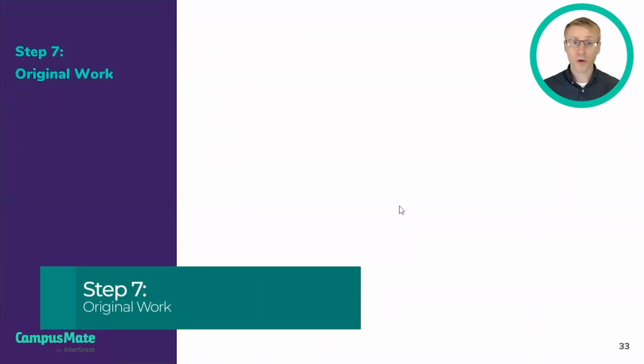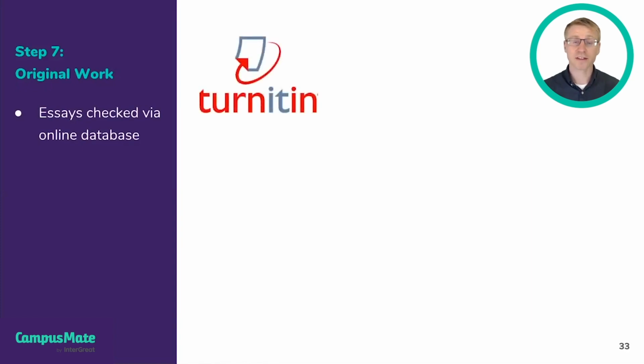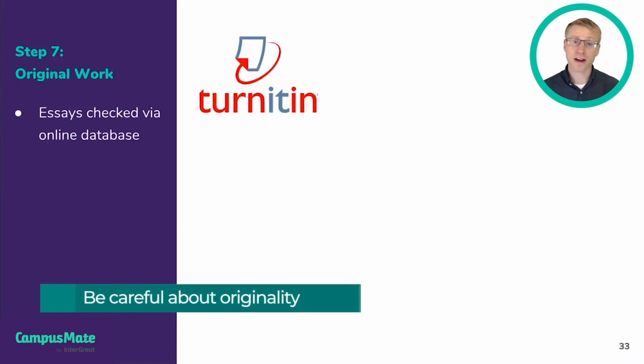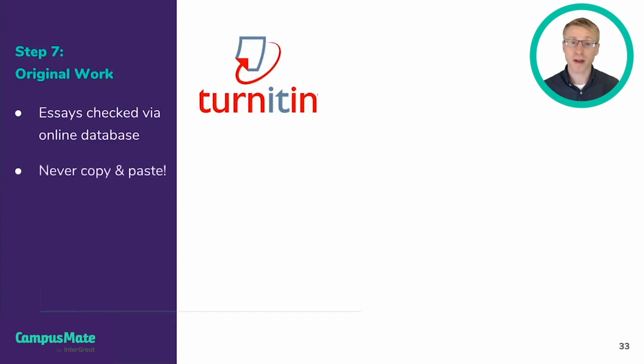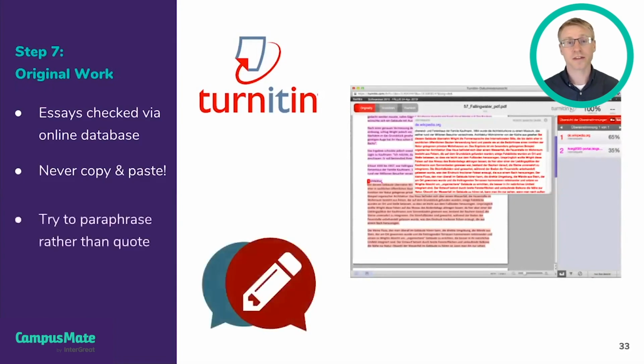Step 7. Original work. Your university will enter every essay into an online database, which checks how similar it is to other essays. If a student has copied the work of another writer, they could be suspended and prevented from completing their degree. So always be careful not to simply copy and paste from the articles you read. Try to paraphrase ideas. This means writing again in your own words. And make sure you always include a reference to the original article.